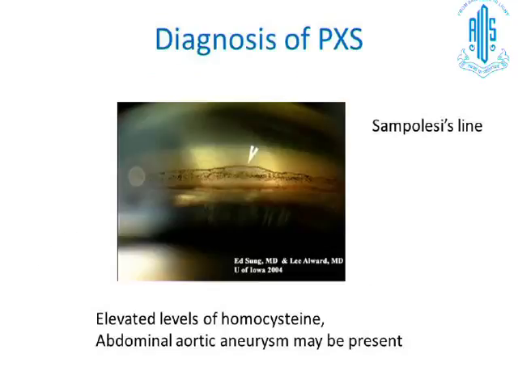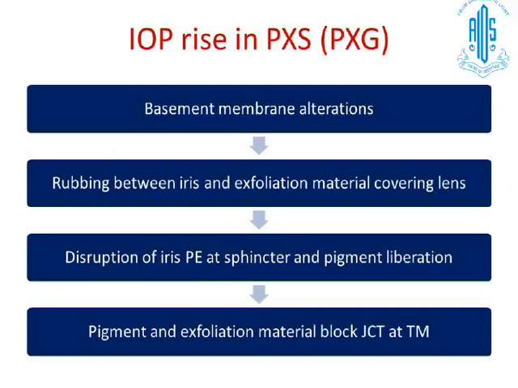Sampaolesi line is another thing that you should look for. And if you are dealing with a case of pseudo-exfoliation syndrome, please don't forget to look for the levels of homocysteine and abdominal aortic aneurysm that may be present in some of these cases. The mechanism of pressure rise in pseudo-exfoliation is that basement membrane alteration is the basic pathological change. And then there occurs rubbing between the iris and the exfoliation material getting deposited over the lens. And when there is a rubbing between this material and the posterior surface of the iris, there occurs disruption of the iris pigment epithelium and the pigments, and that is clogging the juxtacanalicular tissue and trabecular cells.